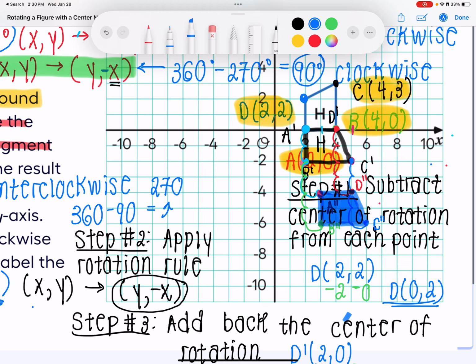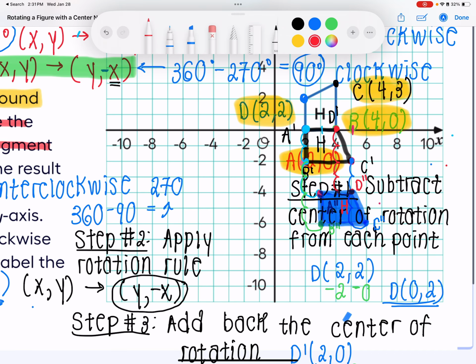Now remember, it was in 2 parts. First, we rotated this blue figure, the original figure that was given. We rotated it 90 degrees clockwise, centered at 2, 0, or you can think of it as 270 degrees counterclockwise, centered at 2, 0, following all 3 steps for every point.